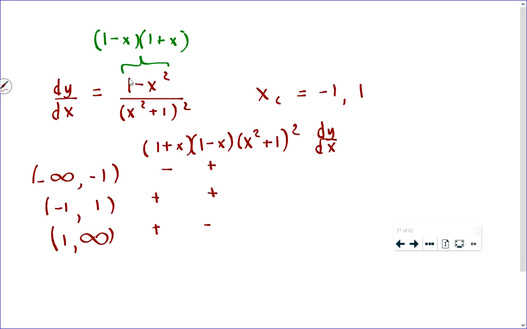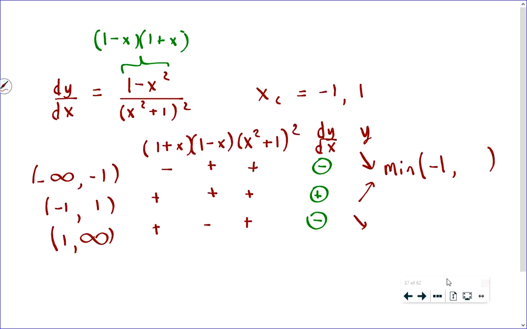Okay. When I look at x squared plus 1 quantity squared, since I'm squaring x squared plus 1, and it doesn't matter what's inside, I'm squaring the whole thing, it will be positive. And what that means is the first derivative is negative, then it's positive, then it's negative. That tells us y is decreasing, then increasing, then decreasing. That tells us we have a minimum at negative 1, and we have a maximum at positive 1.